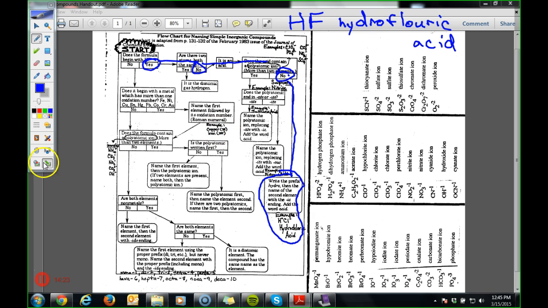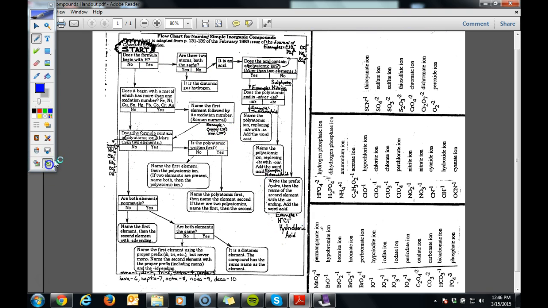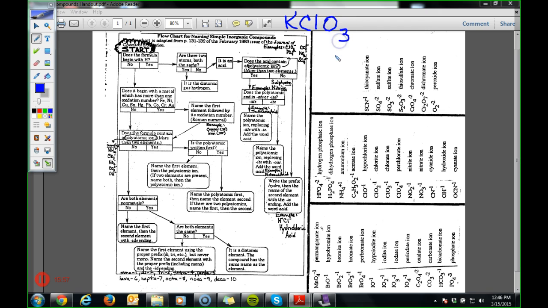Let's do one final problem. Let's now look at KClO3. Now look at this. K is a positive ion. ClO3, those are all nonmetals, but there's a bunch of them. Chances are that's a polyatomic ion, and if you look over here, right there it is. You're going to have to look sideways, but ClO3 with a -1 charge is called chlorate.